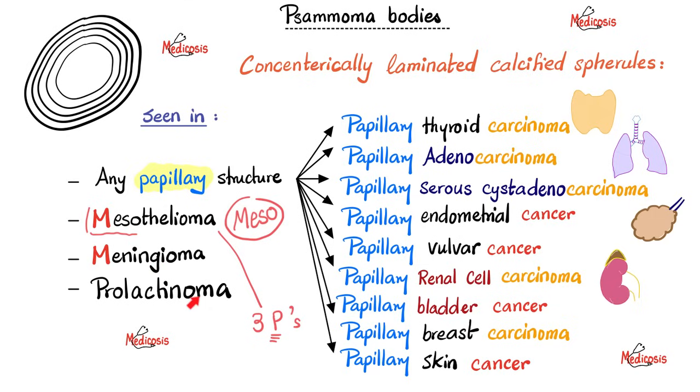Prolactinoma, a tumor in the pituitary cells that make prolactin. We call them the lactotrophs, or the mammotrophs of the pituitary. To learn more about prolactinoma, see my endocrinology playlist. To learn about thyroid cancers and the different types of thyroid cancer, see my endocrinology playlist.